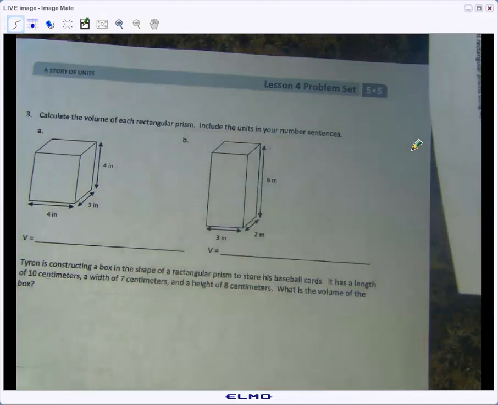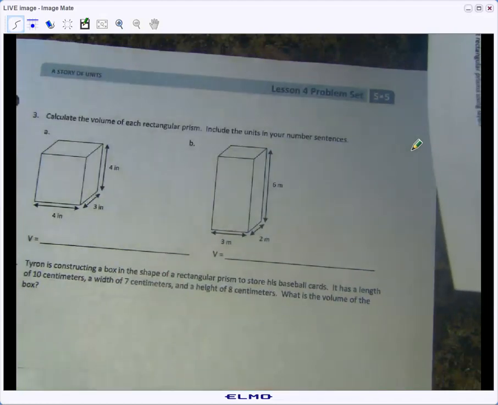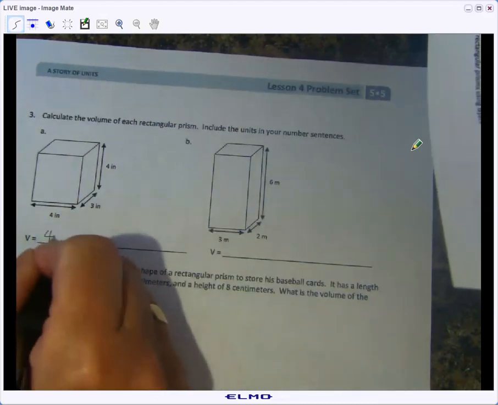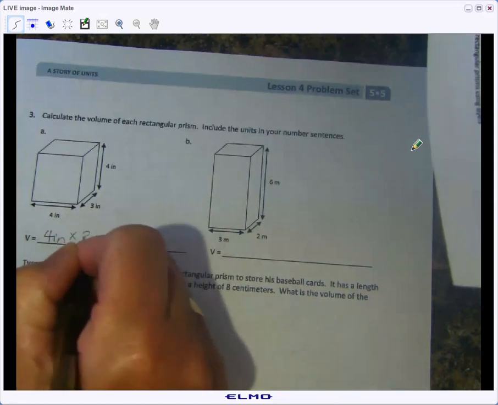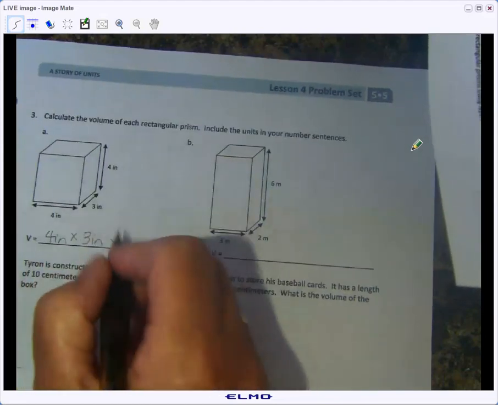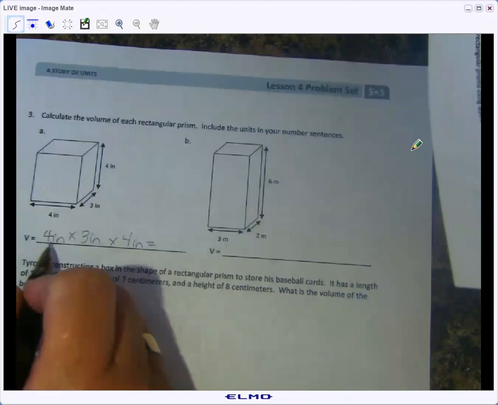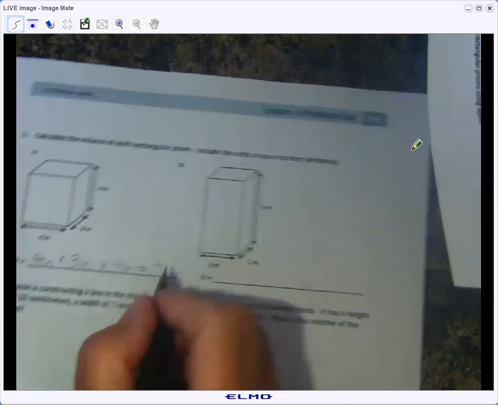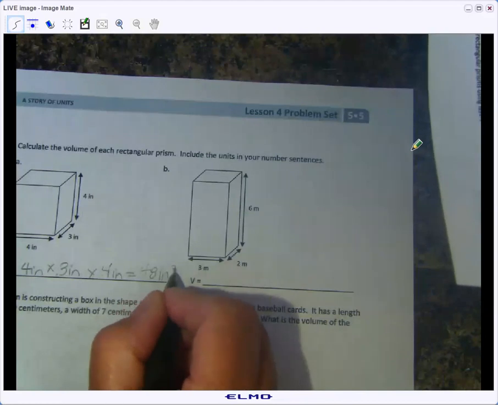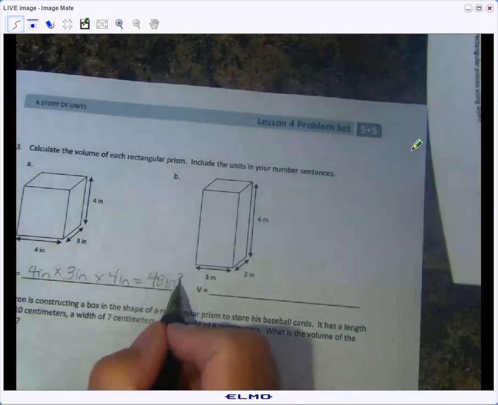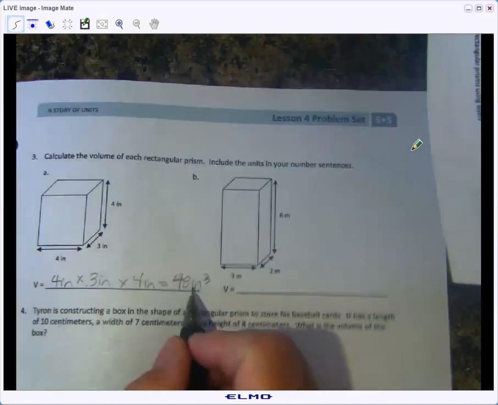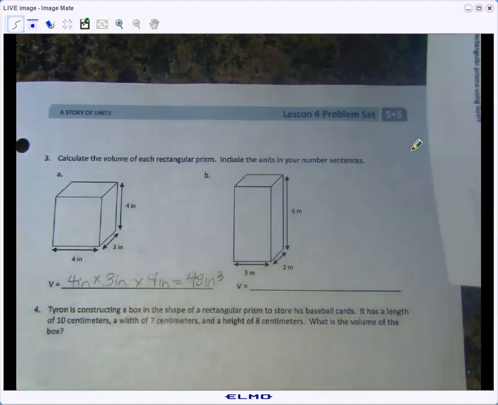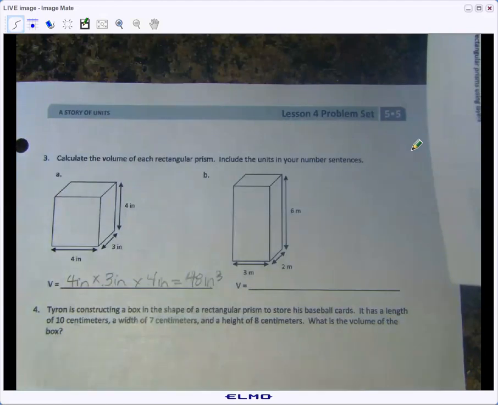Okay, well, from what we learned in exercise 1, the length is 4 inches, the width is 3 inches, and the height is 4 inches. So that would give us 4 times 3 is 12, 12 times 4 is 48, and our final unit would be cubic inches, okay, because it's 4 inches by 3 inches by 4 inches. All right.